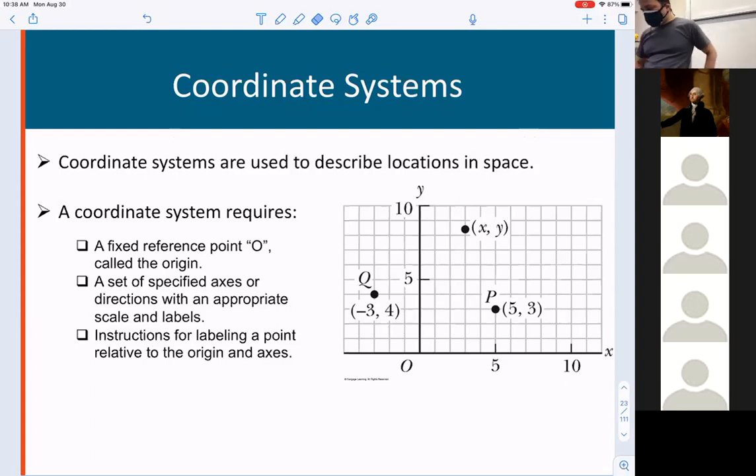So in this coordinate system, there's a few things that a good coordinate system requires. One is it requires a fixed reference point O called the origin. So this origin here is the thing relative to which you are measuring all the distances. So that is like the ground zero. That is where your x and y coordinates are 0. And then you will have a set of specified axes or directions with appropriate labels.